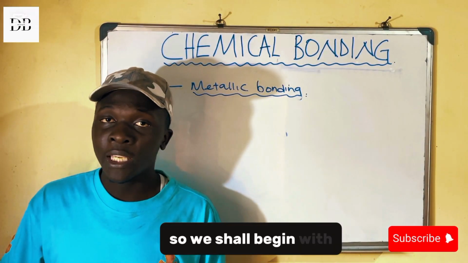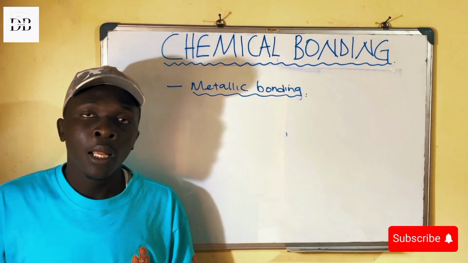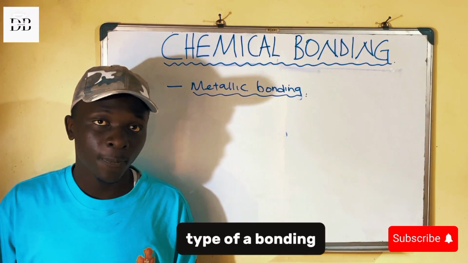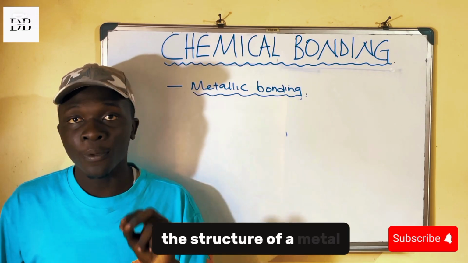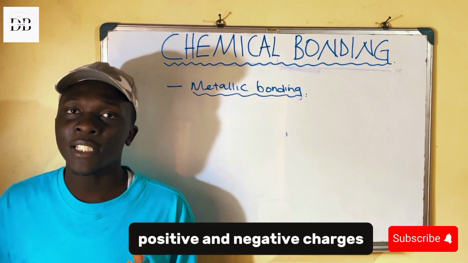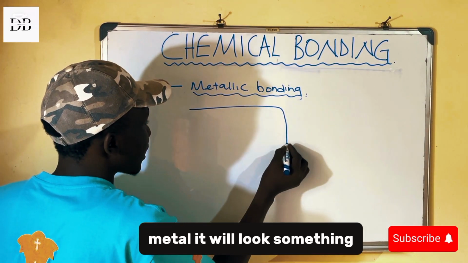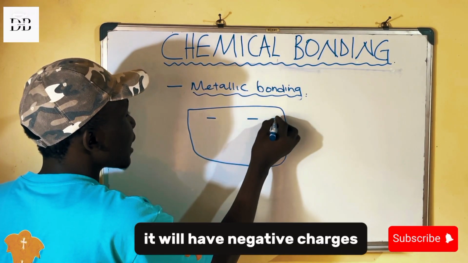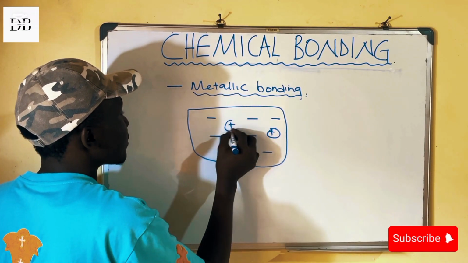So we shall begin with metallic bonding. Of all the three types of bondings, metallic bonding is considered not to be a type of bonding, because basically it just describes the structure of a metal. That is, a metal having positive and negative charges. Now if I draw a metal, it will look something like this. It will have negative charges and positive charges.